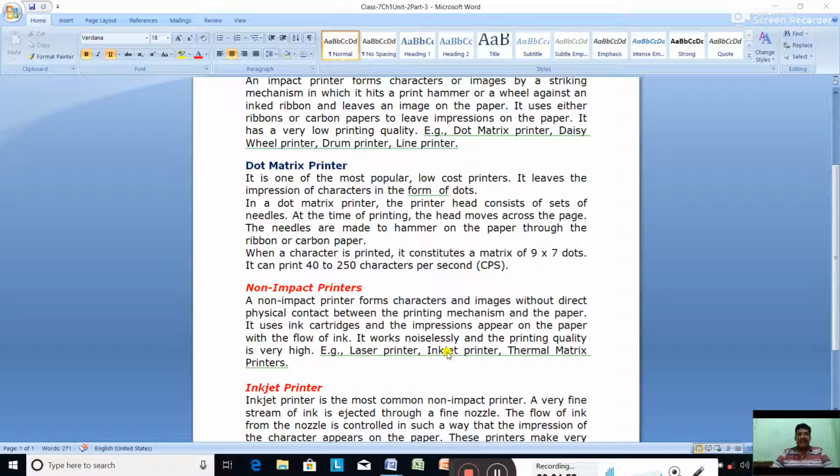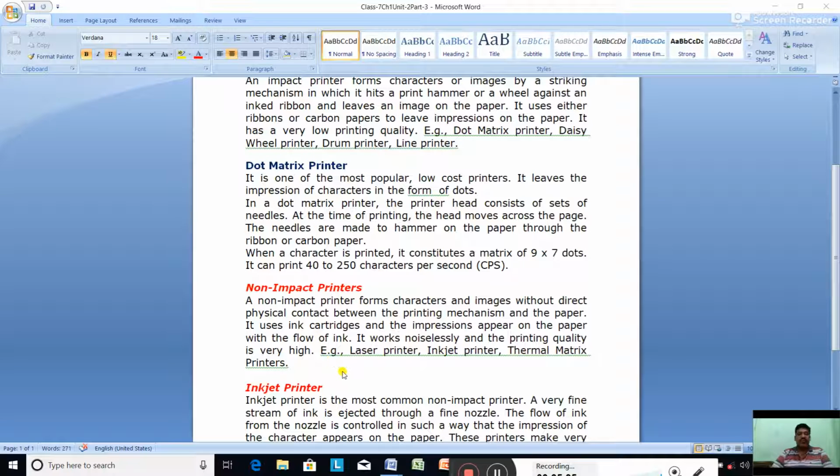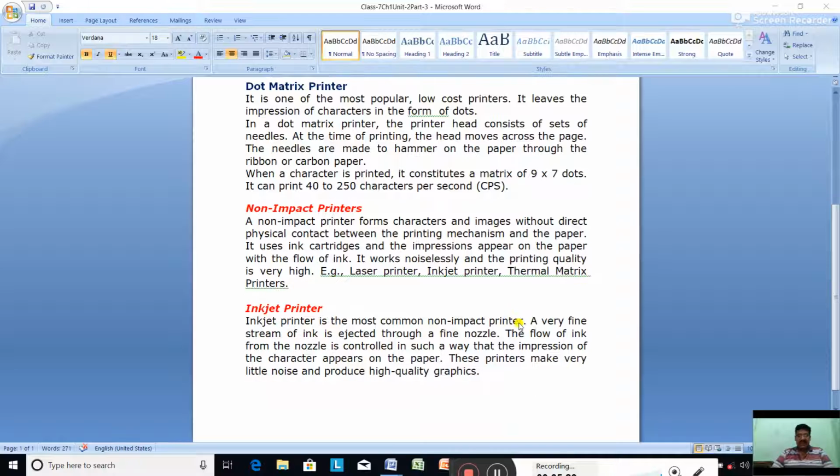It works noiselessly. Dot matrix printers make a lot of noise, but these printers work noiselessly, and the printing quality is very high. If you compare with the impact printer, these printers have very good printing quality. The examples of non-impact printers are laser printer, inkjet printer, thermal matrix printer. So let us see some examples.